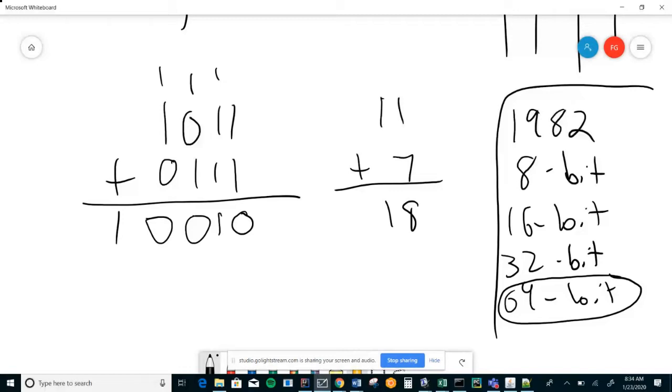So yeah, my poor Commodore 64, if I was programming in machine language, I had at most 256 distinct integer values. Pretty easy to overflow.